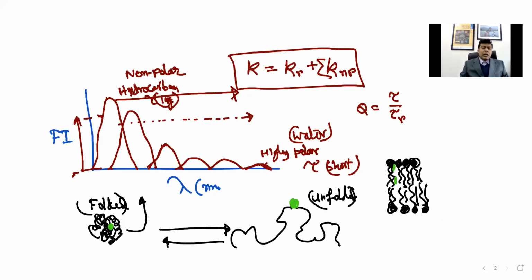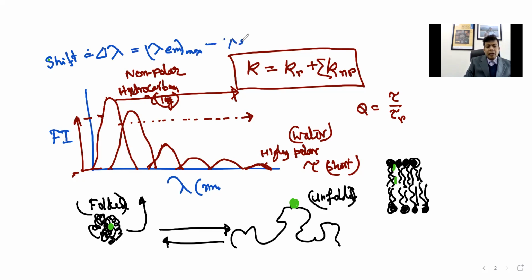If you interpret the fluorescence spectral position, like the Stokes shift, the Stokes shift is basically Δλ, which is λ emission max minus λ absorption max.